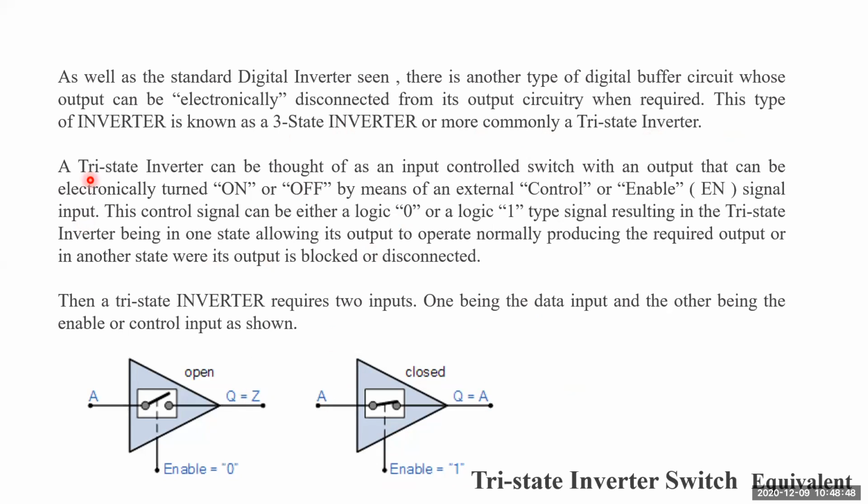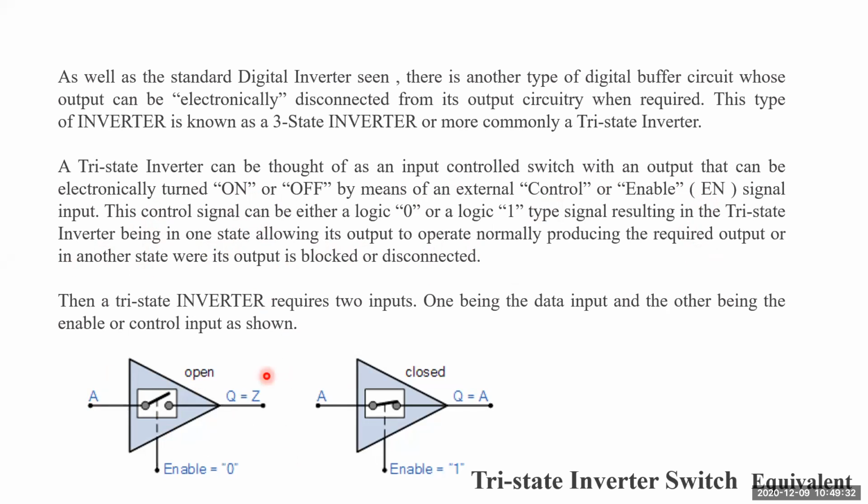So now let us see the operation of this one. A tri-state inverter can be thought of as an input controlled switch or input controlled device with an output that can be electronically turned on or turned off depending upon a control signal or enable signal, which is denoted by EN over here in this diagram. This control signal can be either logic 0 or logic 1, and because of this, the tri-state inverter is in one state of operation, which means it will allow its output to operate normally by producing whatever is being supplied at the input, and in another state your output will be totally blocked.